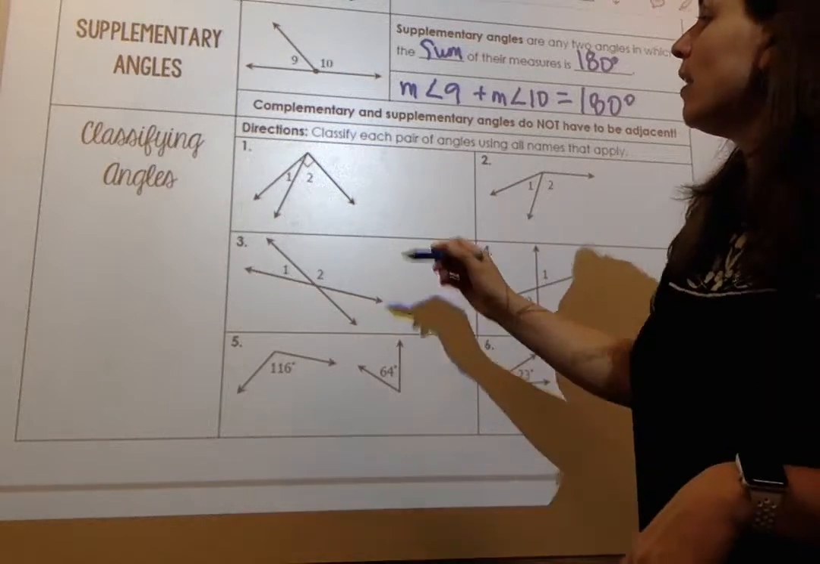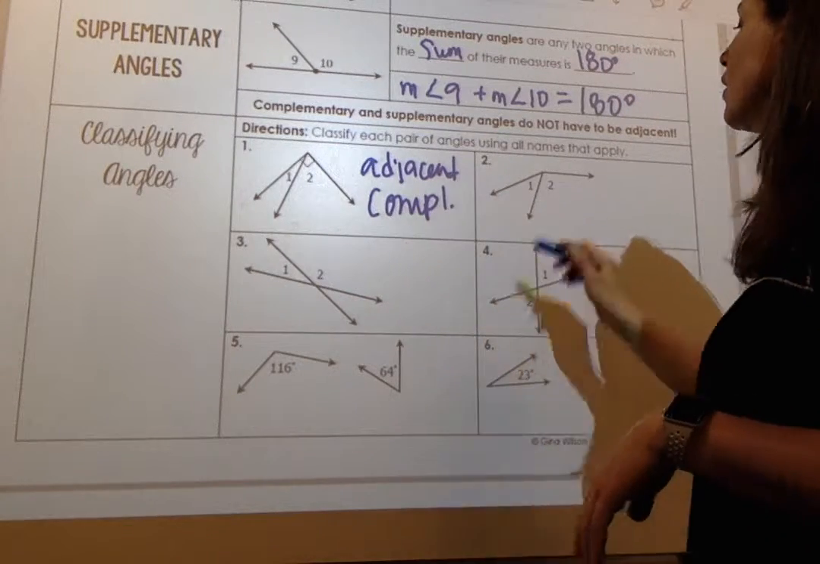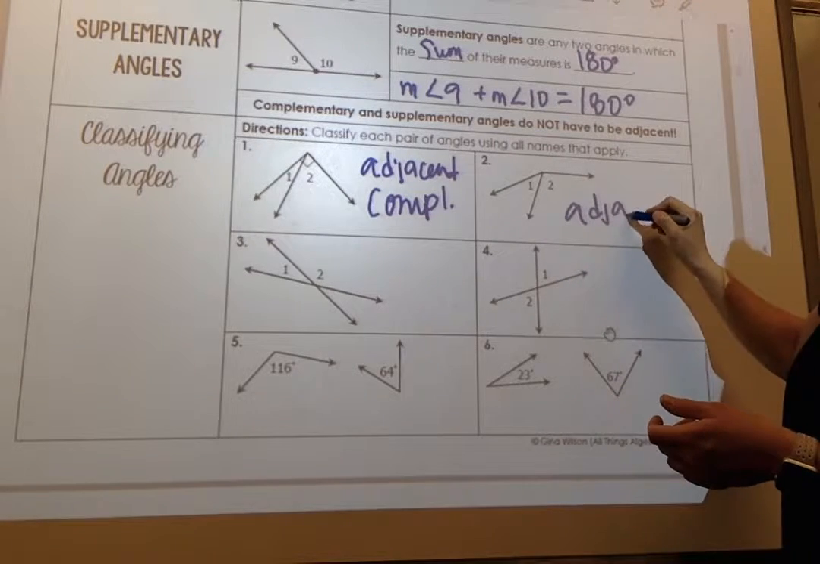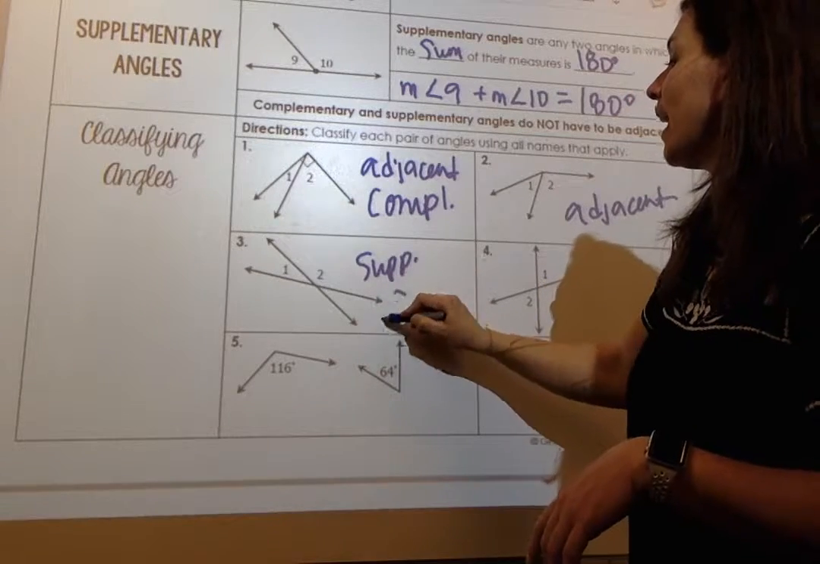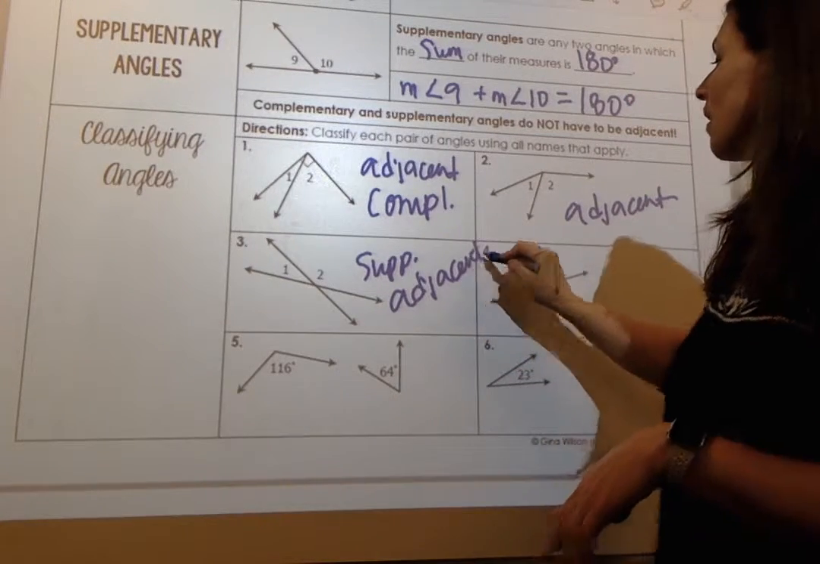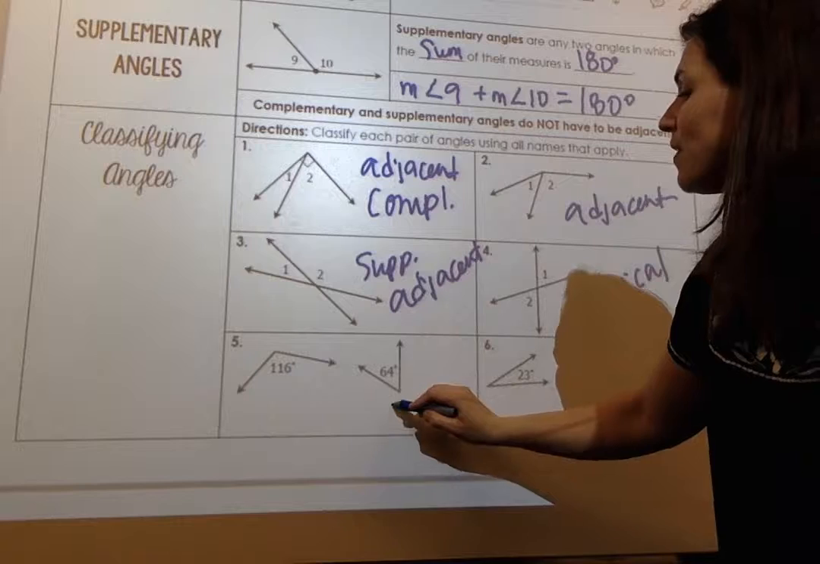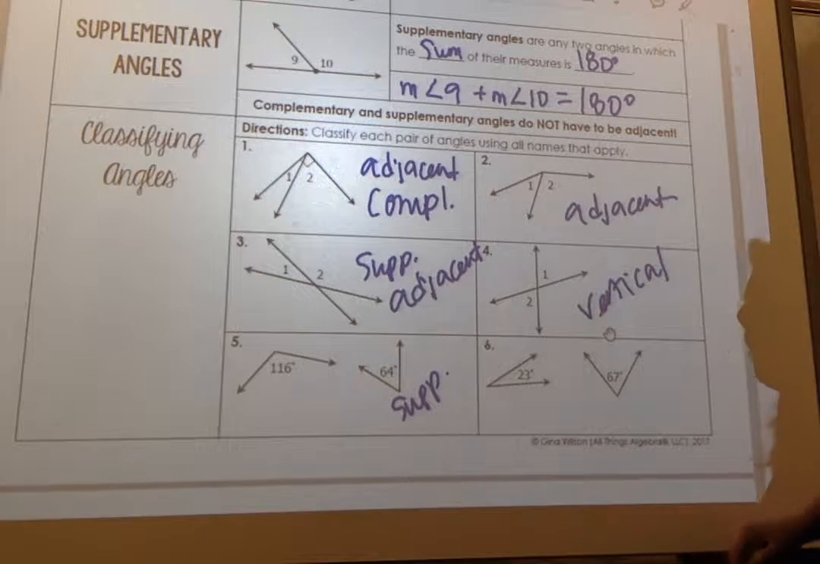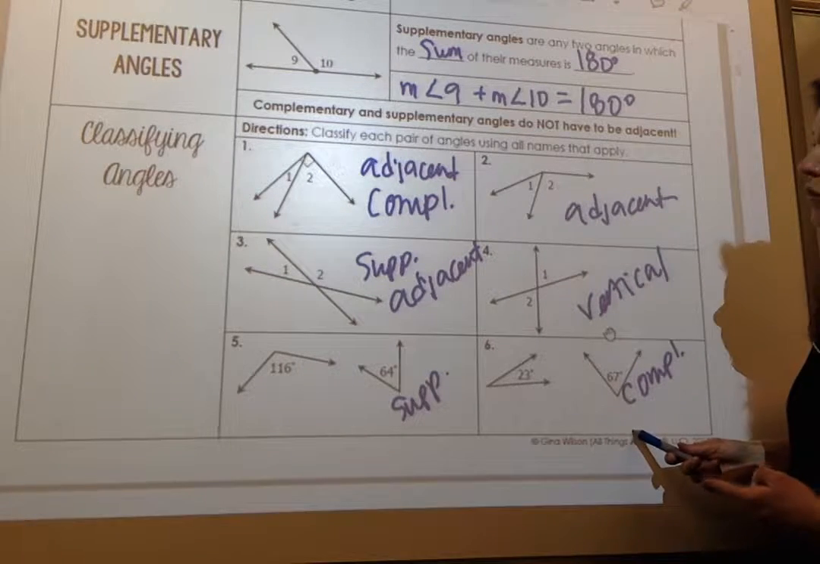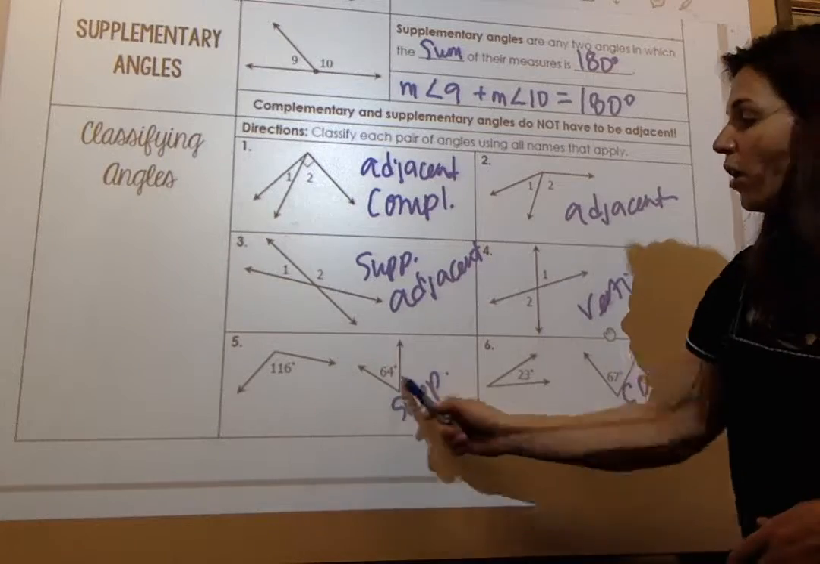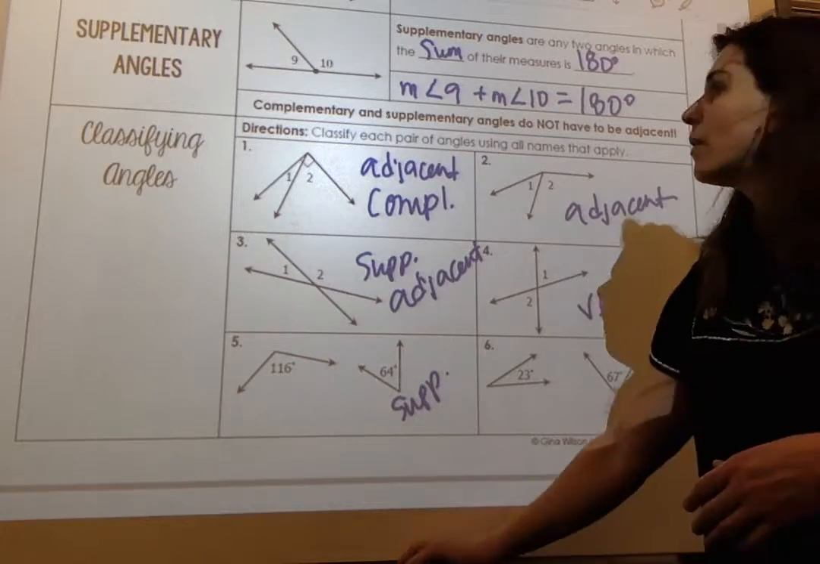All right, so number 1, these are going to be adjacent and complementary. Number 2 is going to be adjacent. Number 3 is going to be supplementary and adjacent. Number 4 is going to be vertical. Number 5 is going to be supplementary. And number 6 is going to be complementary. You'll notice not all complementary angles are adjacent, like in number 1. Not all supplementary angles are adjacent, like number 3. They're two separate angles. Okay?